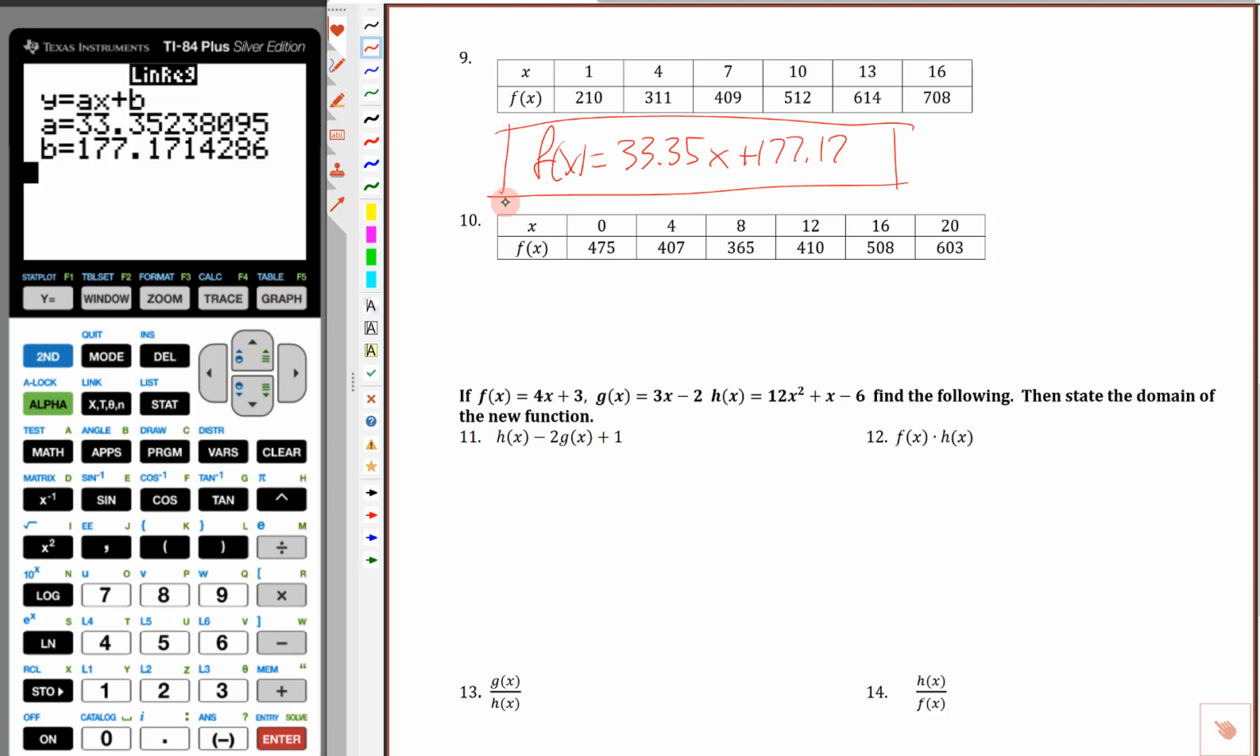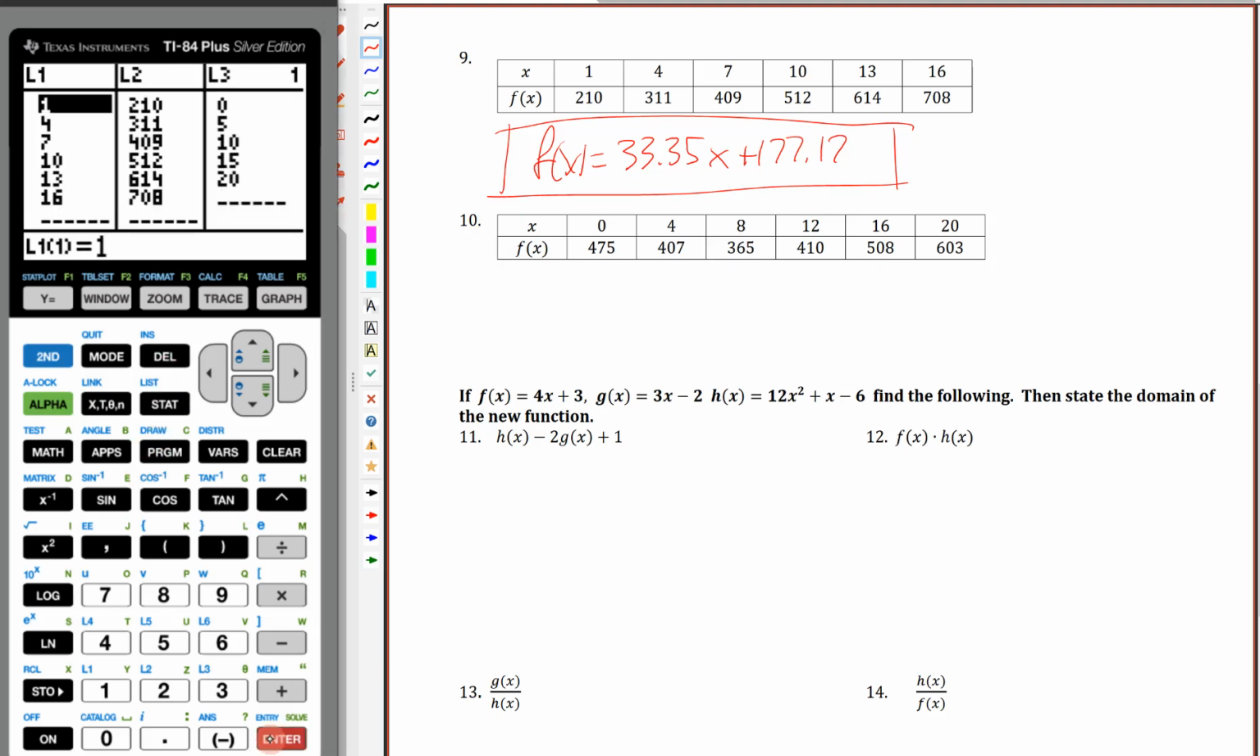Let me come back here and let me just show you really quickly how I'm changing these. So I'm going to go to Stat, and we're going to click Edit. I want to replace this list, so I'm going to come up here and I'm going to click Clear. We never hit Delete, so I'm going to hit Enter there. And I'm going to hit Clear and Enter. And then I've actually stored these lists ahead of time. I've stored the ones for number 10 at the very end of this list.